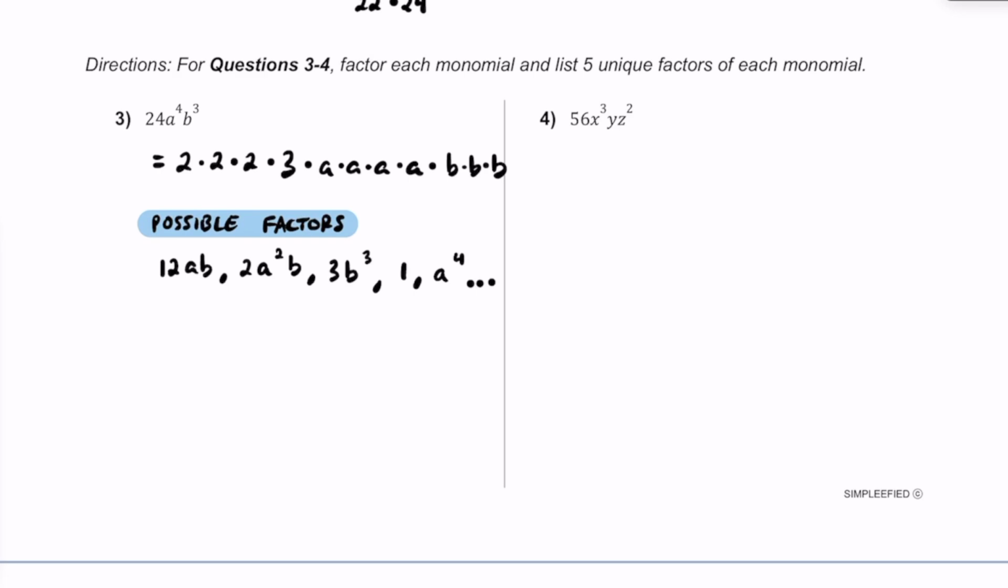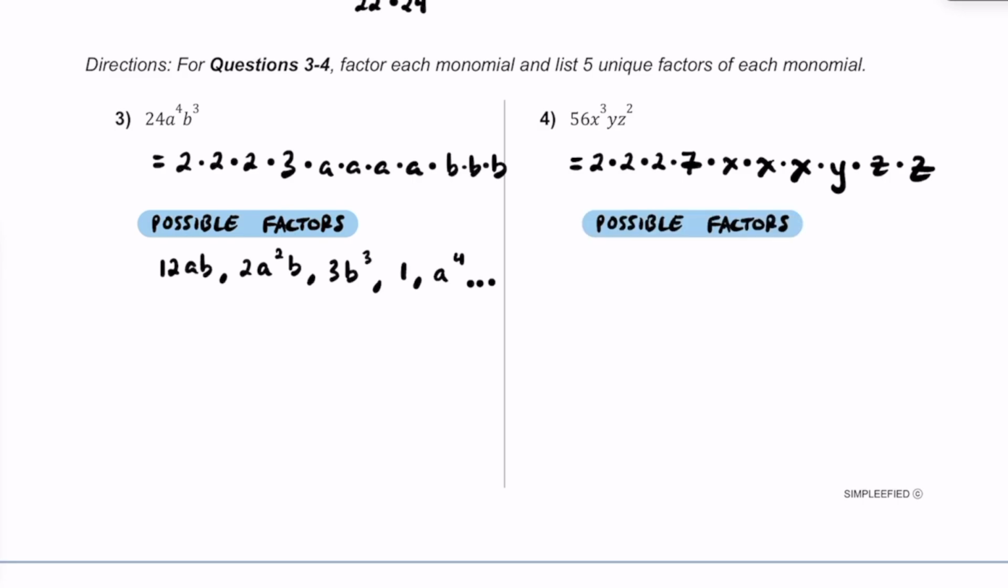Okay. For number 4, we have 56 x cubed y z to the 2nd power. So for 56, I think that's 2 times 28, and 28 breaks into 2 and 14. 14 is 2 and 7. So you can check that and multiply it out. It's really 8 times 7, and 8 breaks into 2, 2, 2. There are 3 x's being multiplied together here. There's 1 y being multiplied here, and there are 2 z's being multiplied. So this would be the factored monomial, right? If you just kind of expand it.